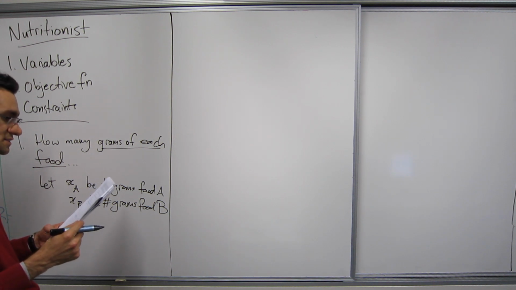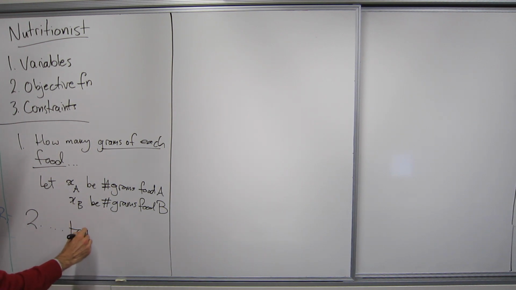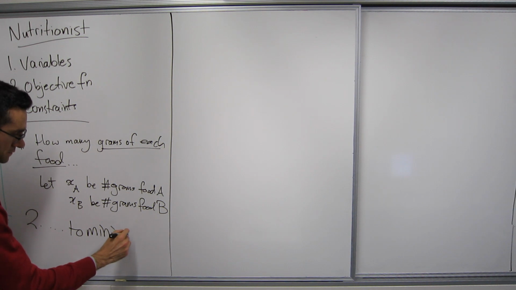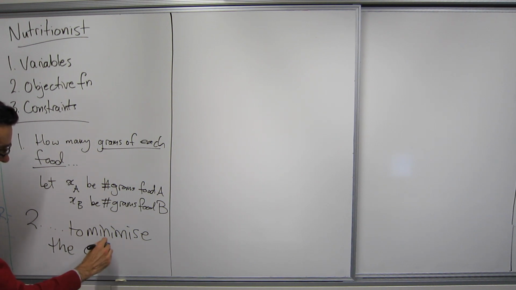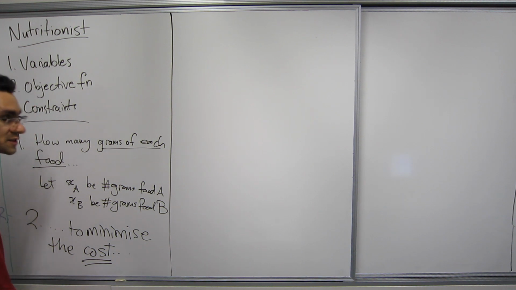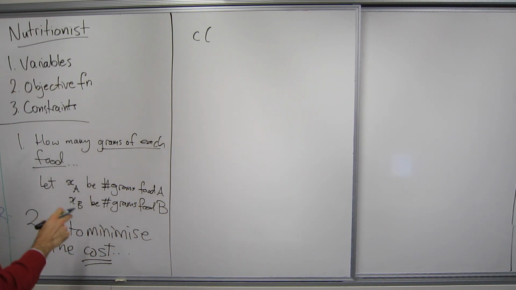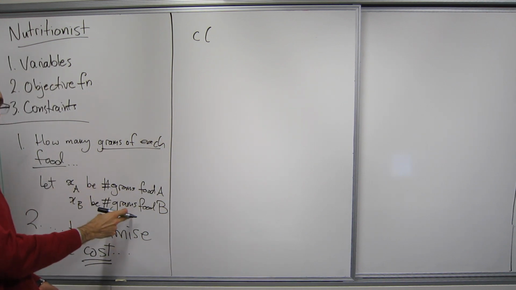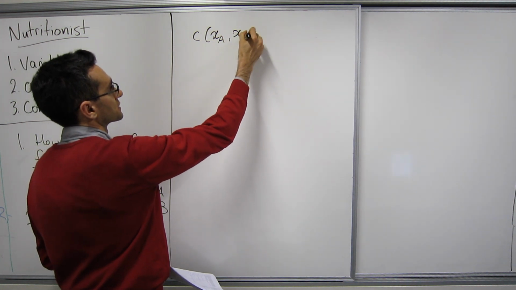And if we continue the last sentence, how many grams of each food is to minimize the cost. So the cost is going to be our objective function. So we have to calculate what the cost is. So cost is going to be a function of the number of grams of food A and the number of grams of food B. So it's a function of XA and XB.